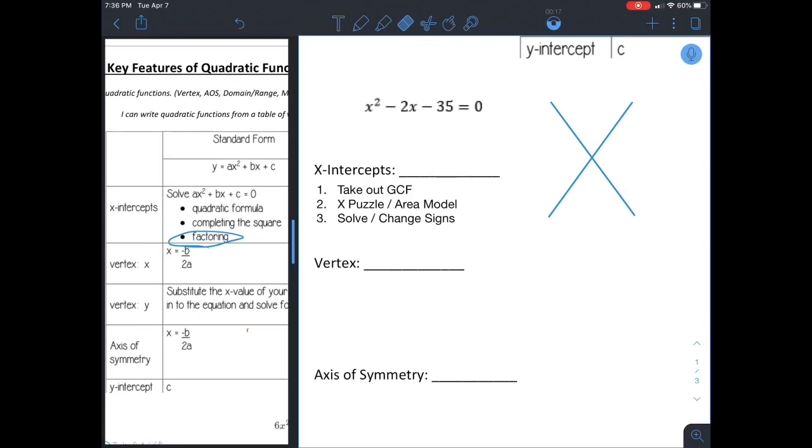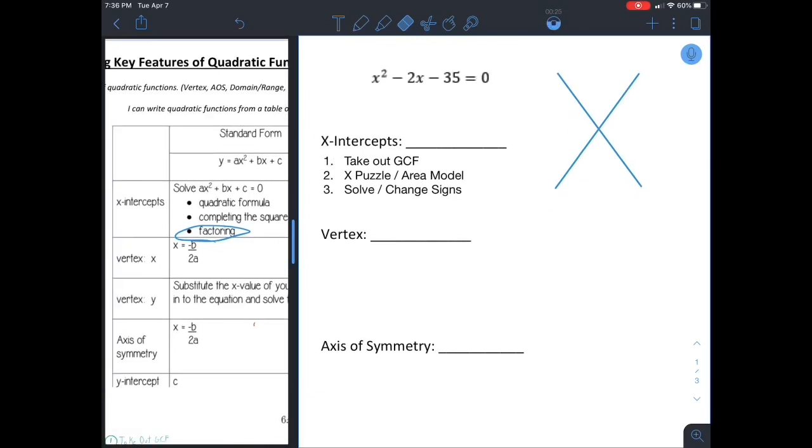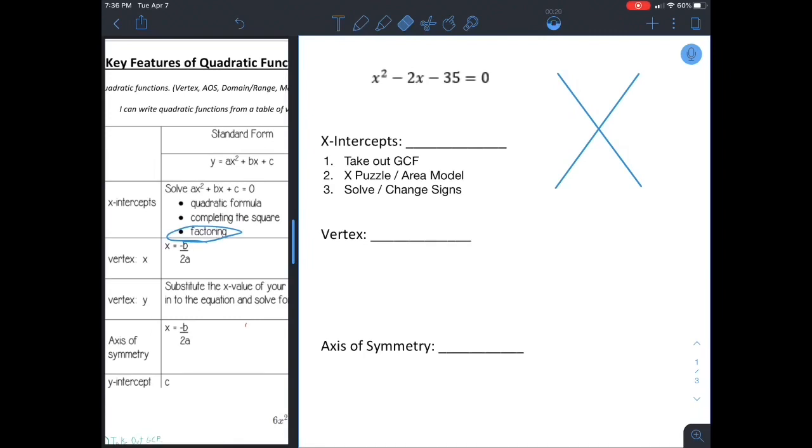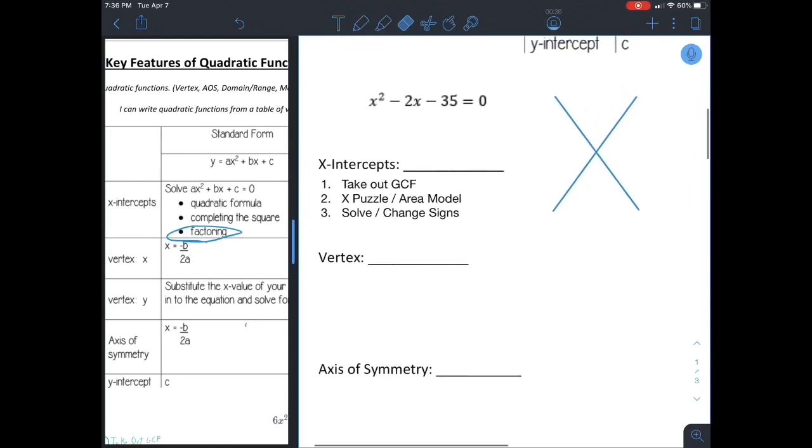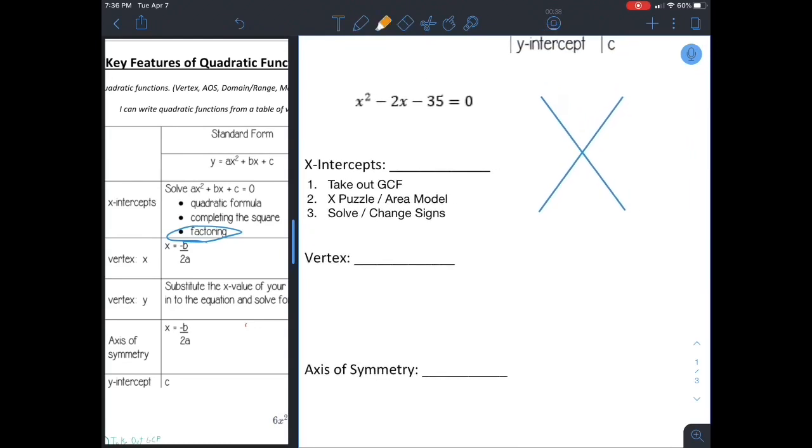Here we have x squared minus 2x minus 35. To find our x-intercepts, we have a few options. We can use the quadratic formula, we can complete the square, or we can factor. Today, we're going to use factoring to find our x-intercepts. I've outlined the steps here. Step 1, take out your GCF. In our case, our equation does not have a greatest common factor, or its greatest common factor is 1, so it would not change anything.